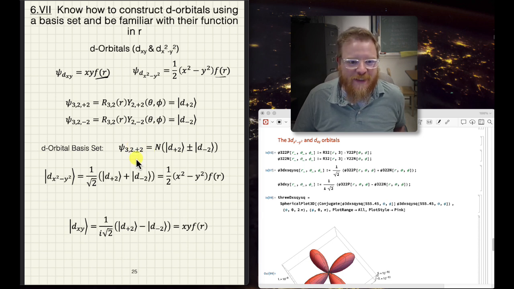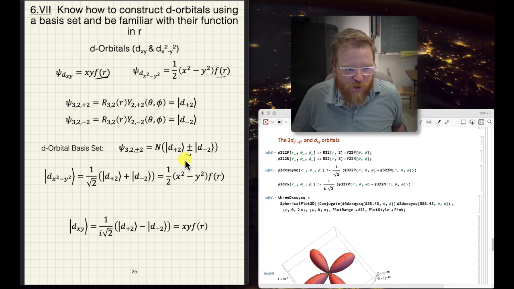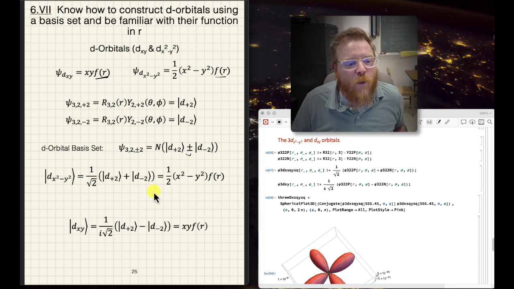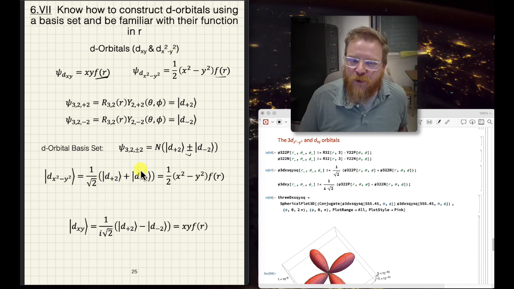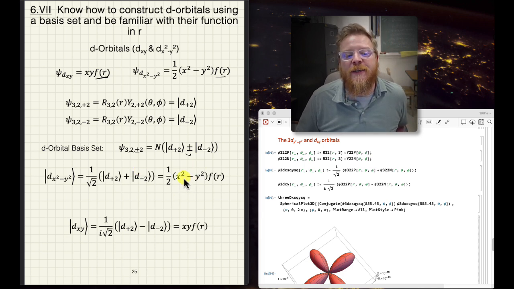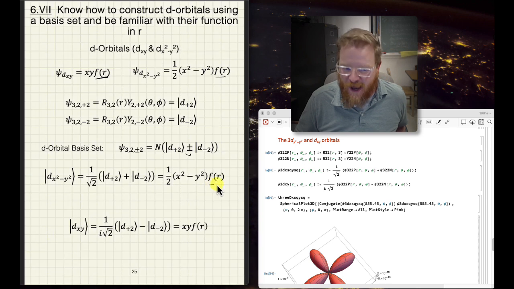We create a basis set by looking at the positive and negative contributions. And so we can say then that the wave function for d x squared minus y squared equals 1 over root 2, right? That is our normalization constant, of the d plus 2 state plus the d minus 2 state. And if we were to work through the algebra, we would arrive at 1/2 times the quantity x squared minus y squared, and the same function in r.